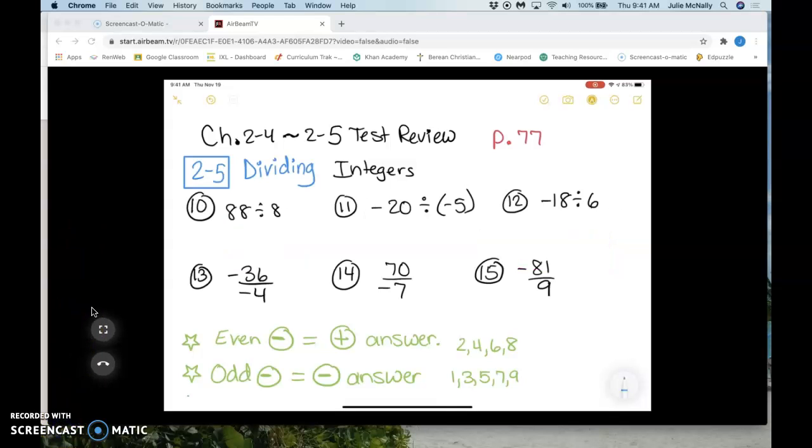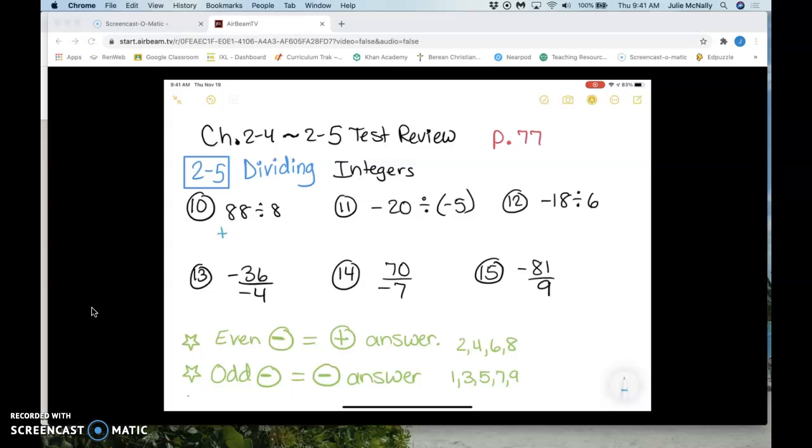Okay, so dividing integers is very similar to multiplying integers. We use the same rules, so I left them at the bottom. Even negatives equals a positive answer. Odd negatives equal a negative answer. So the first thing when we go through, I only want you to tell me if it's going to be positive or negative. Okay? Don't tell me the answer. So number 10. Positive.